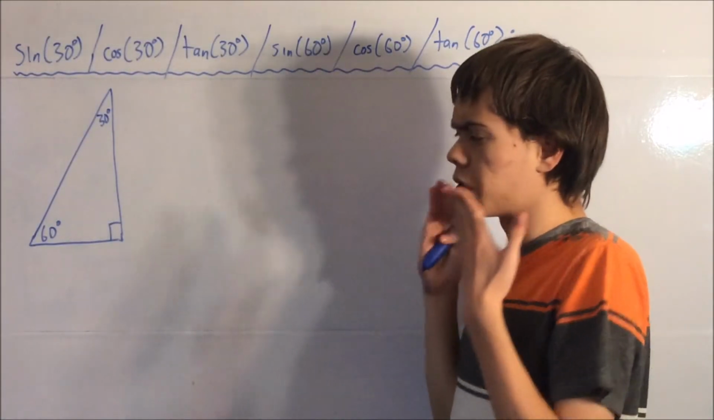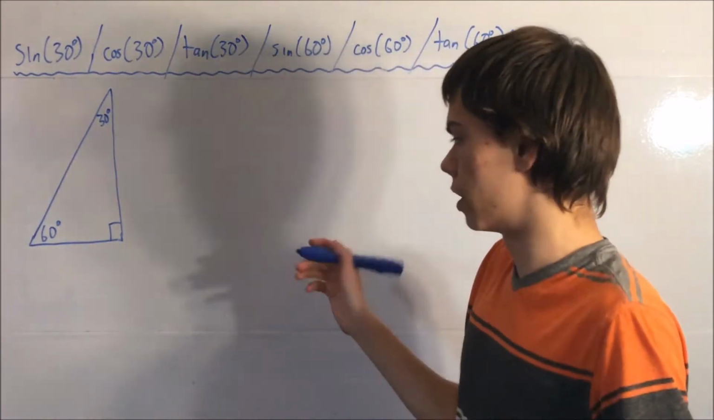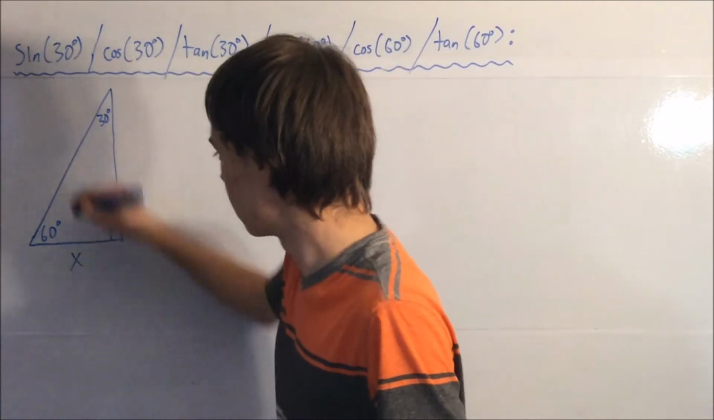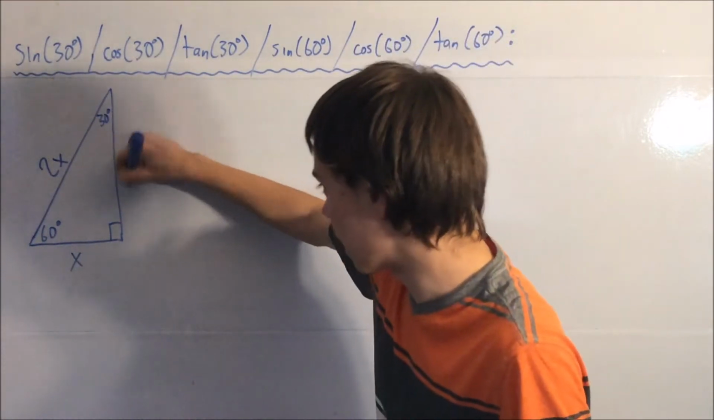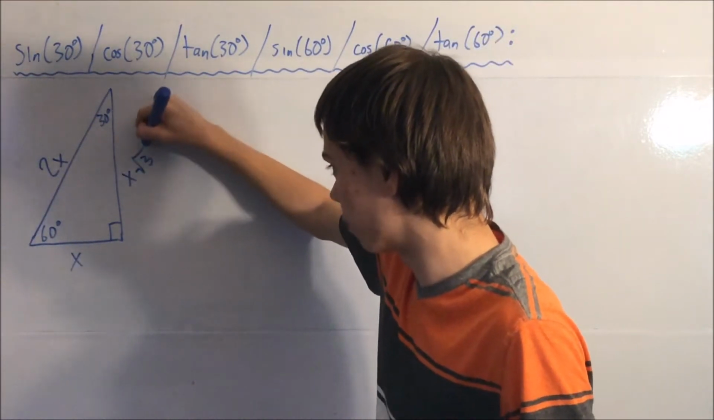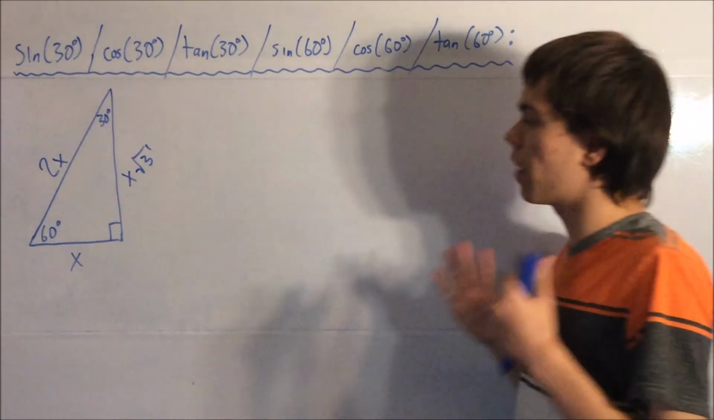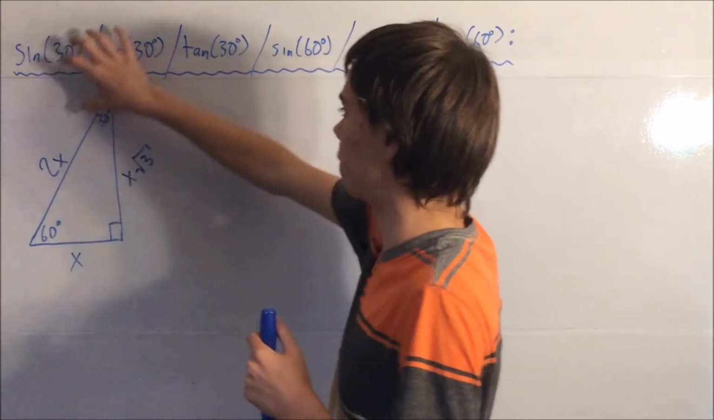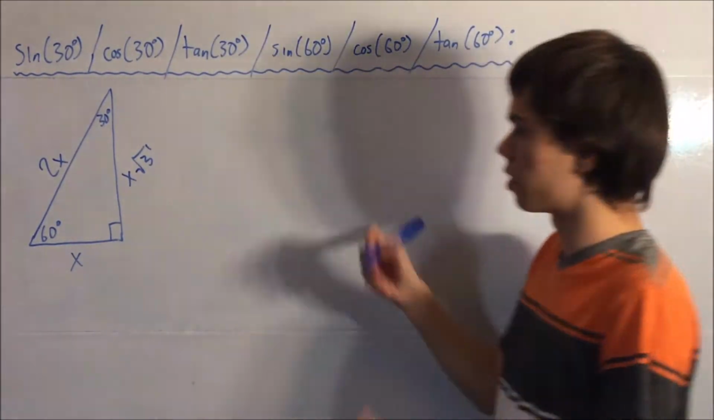Now let's remember what the relationship between the side lengths of this triangle would be. We know that this would be x, this would be 2x, and this would be x radical 3. So, here's the thing. All we have to do is use this triangle to find each of these trig values. So that's what we're going to do.